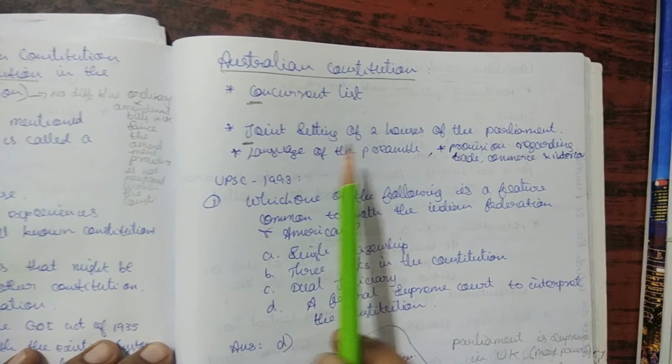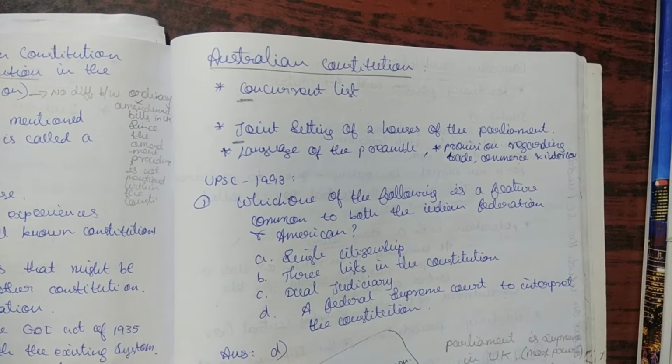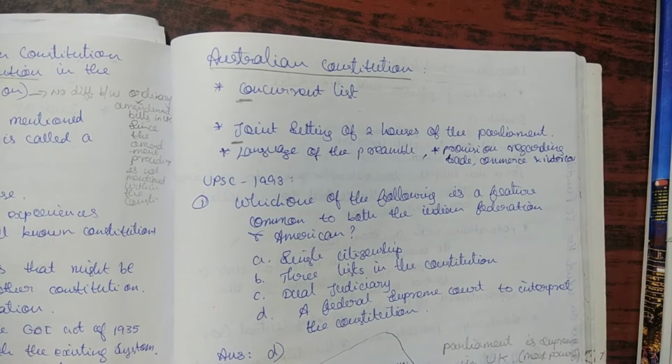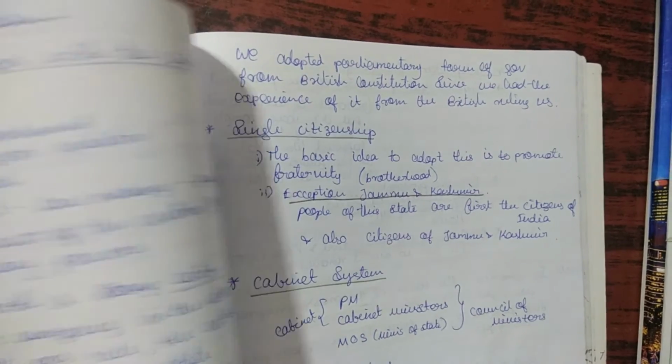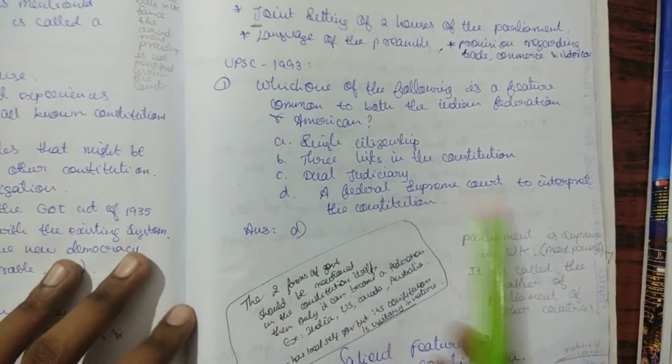So there are many other sources and many other countries from which we have borrowed certain concepts for our Indian constitution. These are all the major things. Almost I have covered 10. And let's now look into one of the questions.